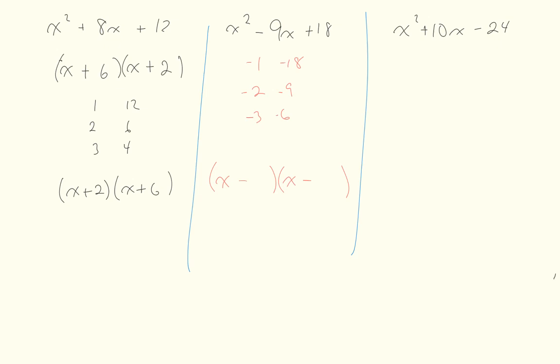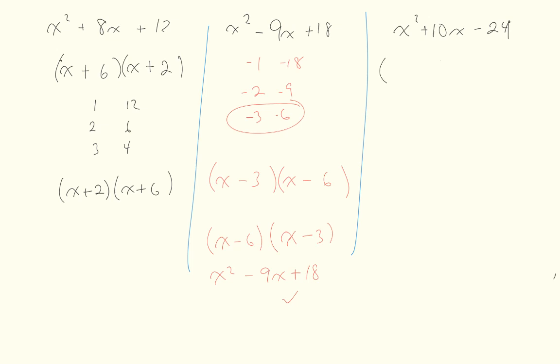I just usually look for combinations that will give me 9. Now, out of those 3, the only thing that will give me minus 9 is minus 3 and minus 6. And again, if you had written it x minus 6 times x minus 3, then we get the same thing, right? Check by FOILing it out. x squared minus 3 minus 6 is minus 9x plus 18. There we go. The last one, x squared plus 10x minus 24.